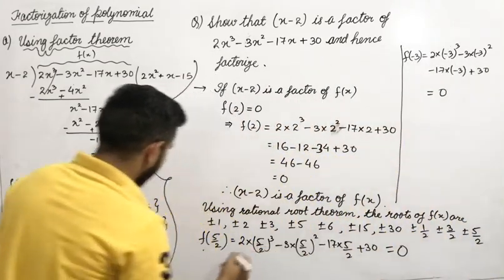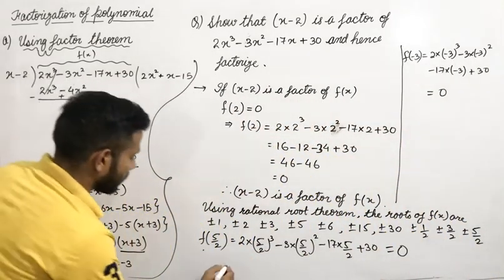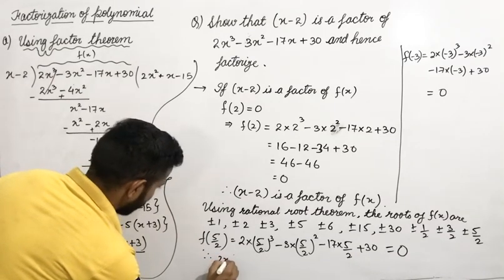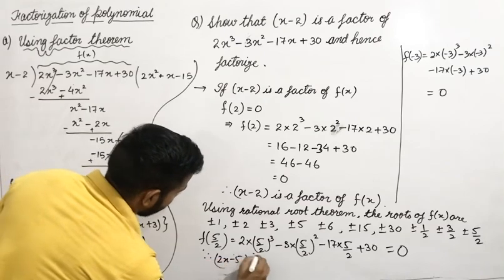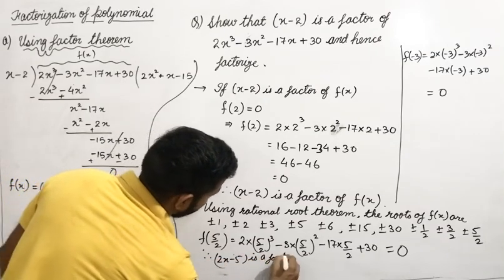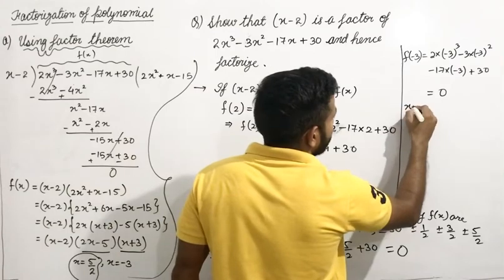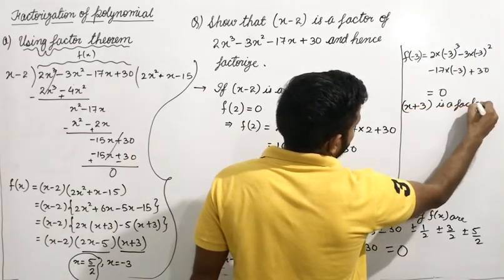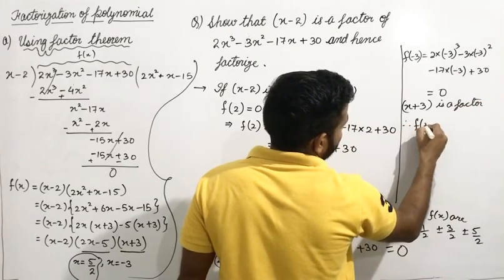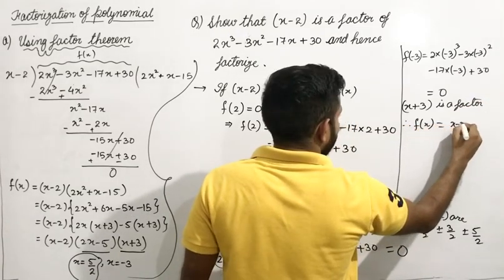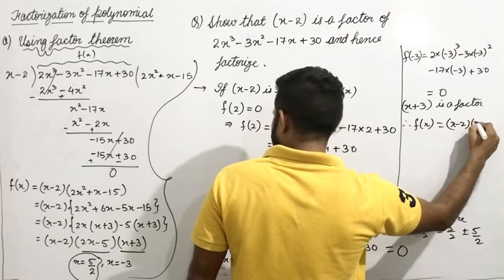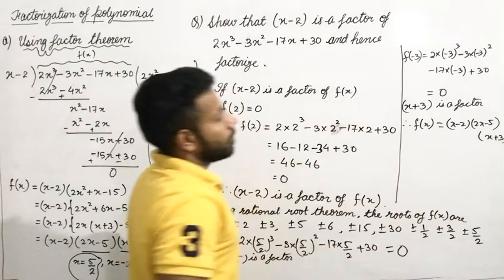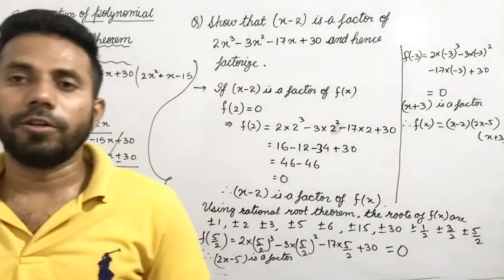So from here, what does it mean? From here it means that 2x minus 5 is a factor. From here it means x plus 3 is a factor. Therefore fx equals x minus 2, 2x minus 5, x plus 3. This is how the factor theorem is utilized.